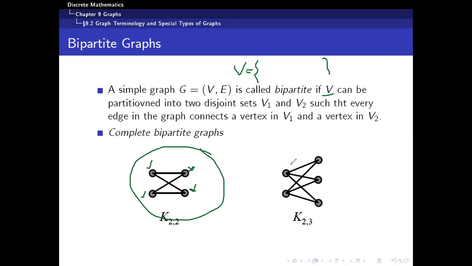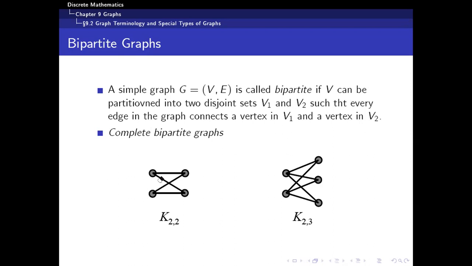Say it here. It is the set of V1 and it is the set of V2. And you can see the edges, they all are connected with V1 and V2. So this type of graph is called the bipartite graph. So the condition of the bipartite graph, the first condition is that you need to separate the nodes into two groups and all the groups will be connected with each other.